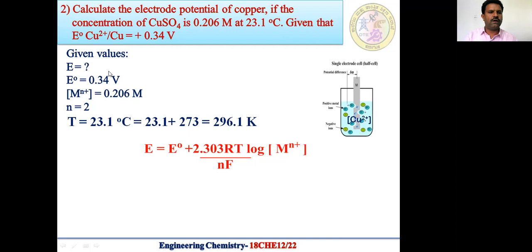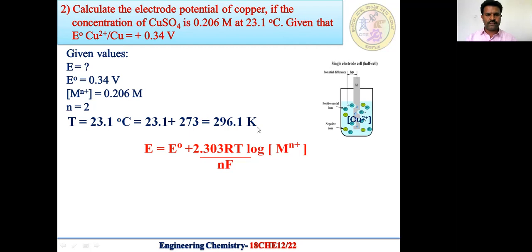So let's take the given values here. The standard electrode potential value of copper is 0.34 volt, and the concentration of copper sulfate solution is equal to 0.206 molar. The number of moles of electrons involved in the reaction is 2, because again here if the copper undergoes oxidation, it will release 2 moles of electrons. The given temperature, 23.1 degrees Celsius, we must convert into the Kelvin scale. Hence it is 23.1 plus 273, that is equal to 296.1 Kelvin.